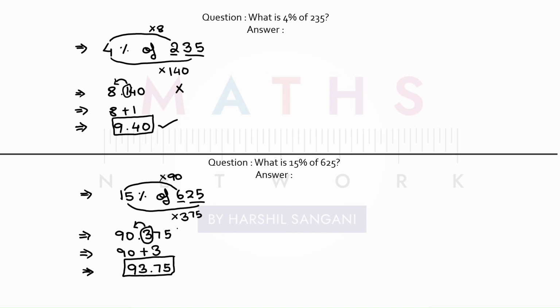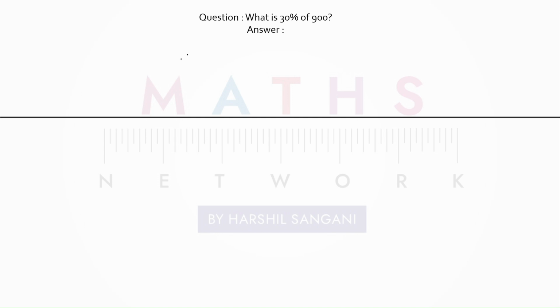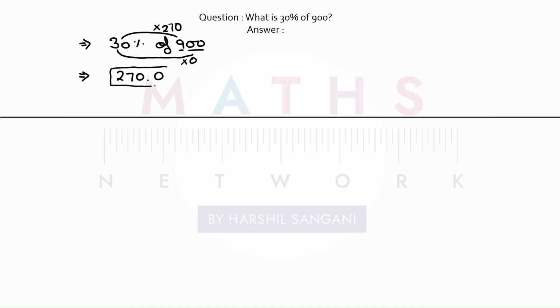Now guys, let's solve another question. So we have what is 30% of 900. So I'll note this down, 30% of 900. We divide 900 into two parts, 9 and 00. First we multiply 30 with 9 and then we multiply 30 with 0. So when you multiply 30 with 9 you get 270, and when you multiply 30 with 0 you get 0. And thus guys, we have our answer, that is 270.00, which is just 270. So guys, this was a very simple question.